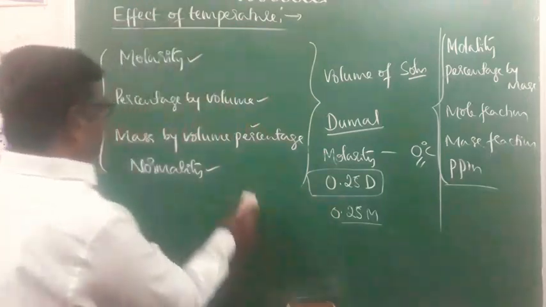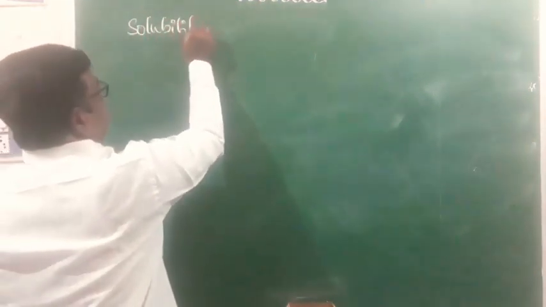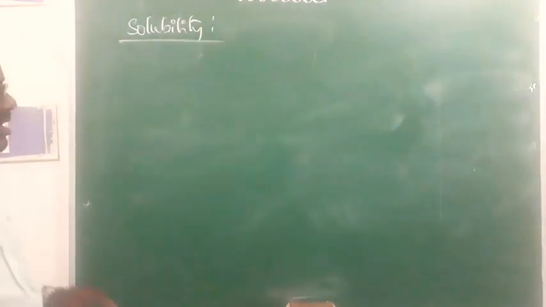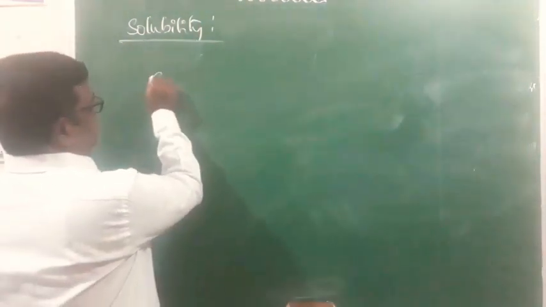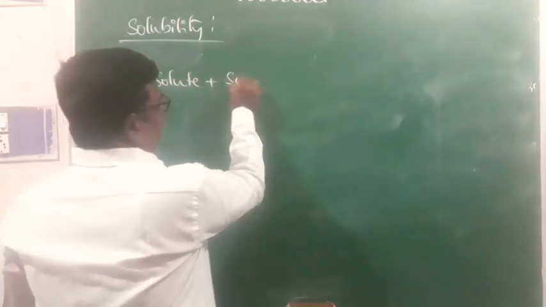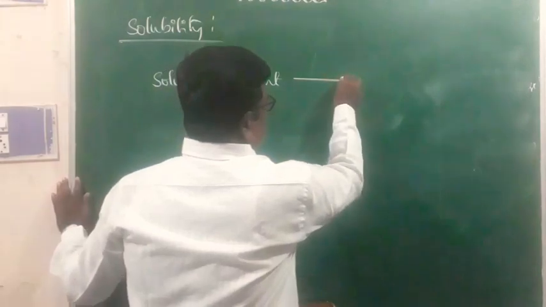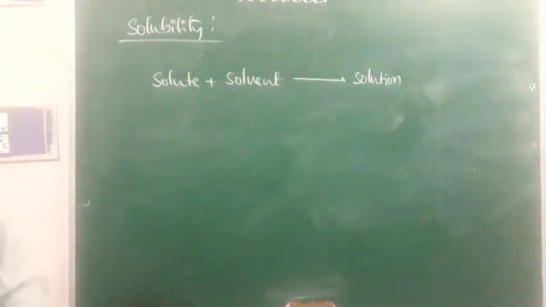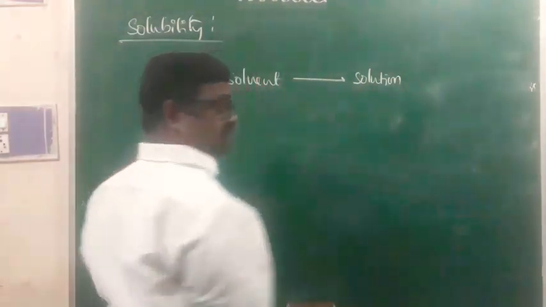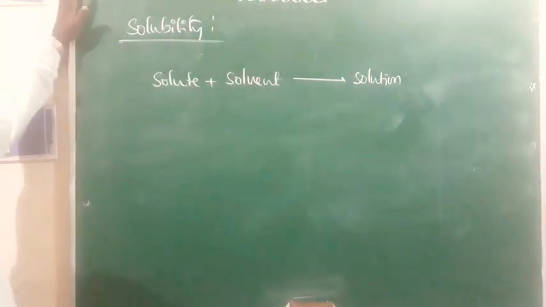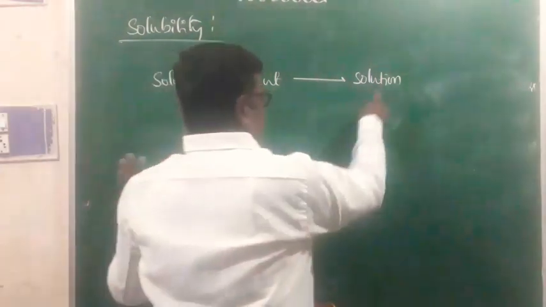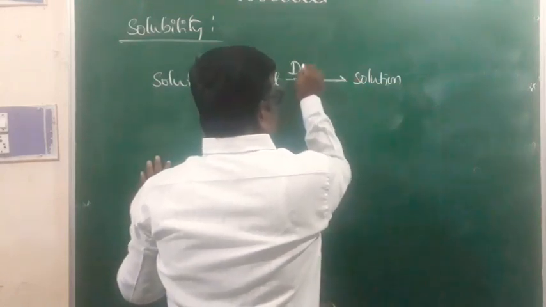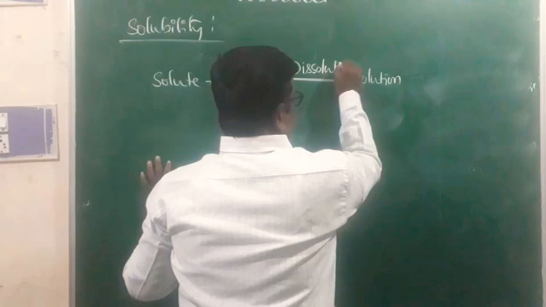So with that information, we'll take up solubility, quite a common term as far as solutions are concerned. Imagine a solute when it is dissolved in a solvent, then you are going to get a solution. When solute is added to solvent, you get a solution. Generally, solute dissolves in solvent and you get a solution, and this process is called dissolution.